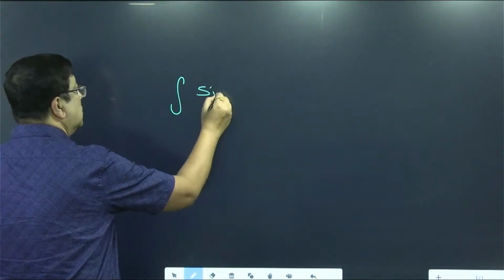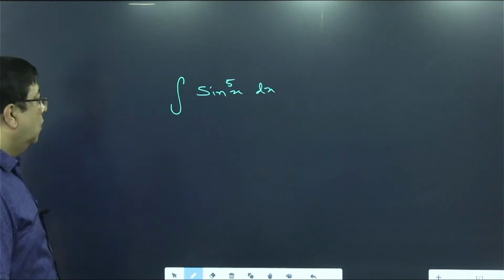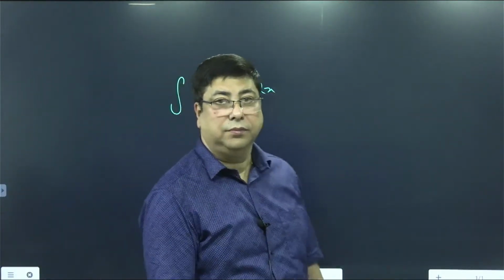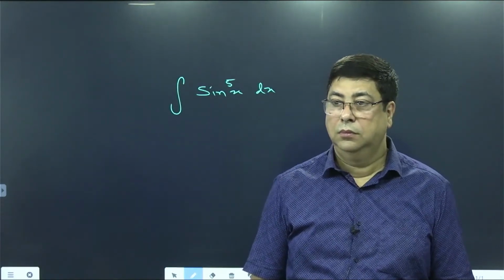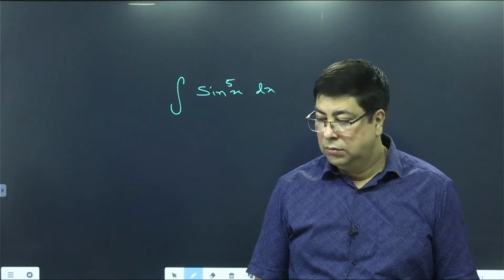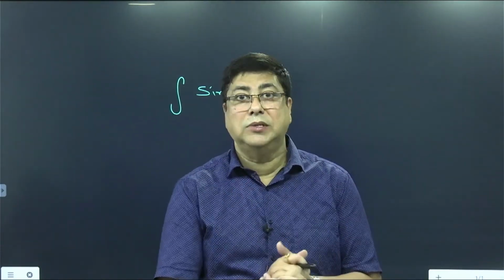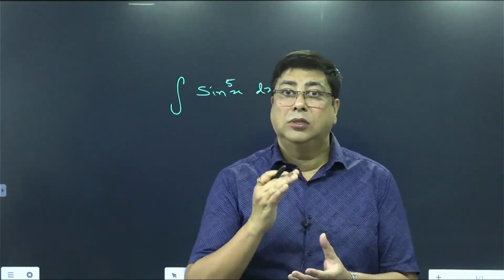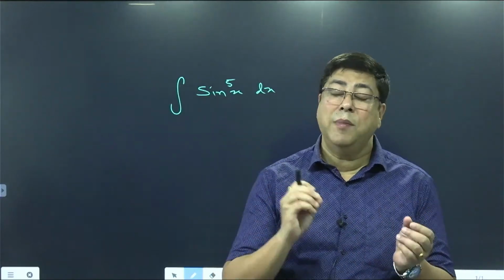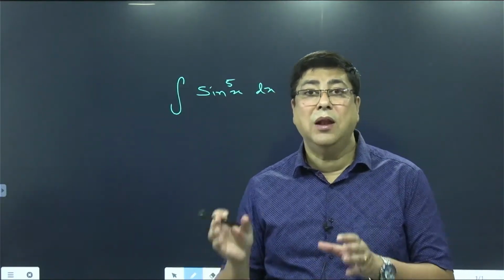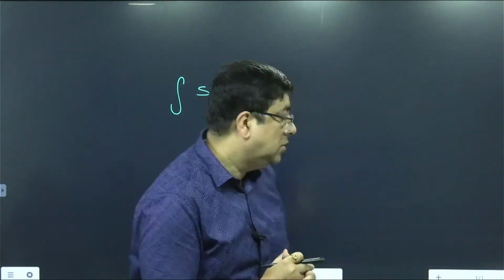Integration of sine to the power 5x dx. Solve it. What to do for sine to the power 5x? Once again, whatever you are thinking to take as t, its derivative should be present in the sum. It means sine to the power 4x into sin x. Sine to the power 4 is 1 minus cos square whole square, with cos x as t because its derivative, sin x, is present in the sum.